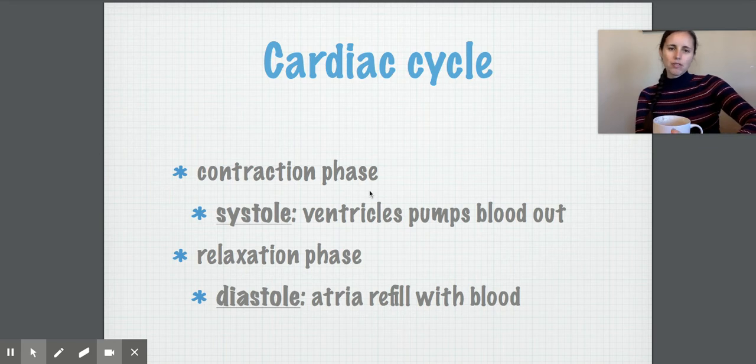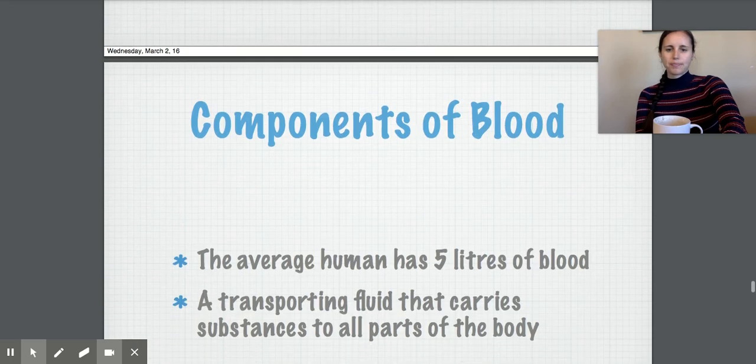We have two different names for this. The contraction phase, we call that systole. That's when your ventricles are pumping blood out. Your relaxation phase, so when your heart's relaxing, we call that diastole, and that's when your atria are refilling. You might have heard of these terms in medical shows. Systole is when we push things out, contraction. Diastole is when we relax, and we allow that blood to flow back into your atria.